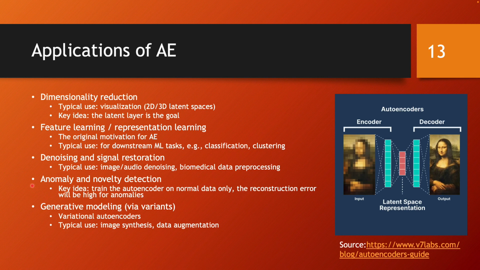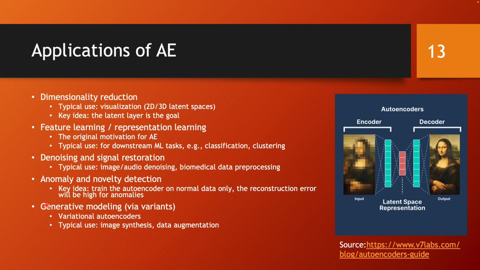Then we also have applications in terms of anomaly and novelty detection, where the key idea is that you're going to train your autoencoder on what you consider normal data only. So, for example, access to a web server, and you're going to train the autoencoder just on this sort of normal user habits, sort of access to the server. And then the hope is that the reconstruction error is going to be high for anomalies: something that the model has not been trained to see in terms of normal data is going to be highlighted in terms of a high reconstruction error.